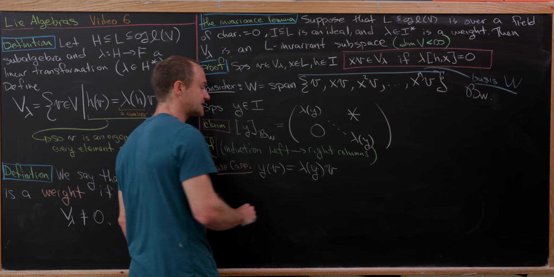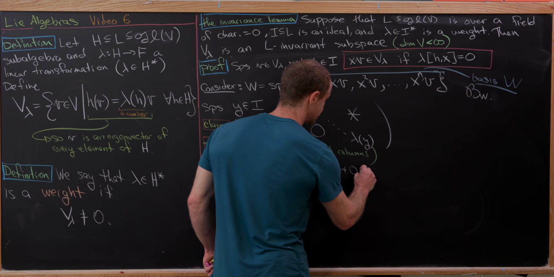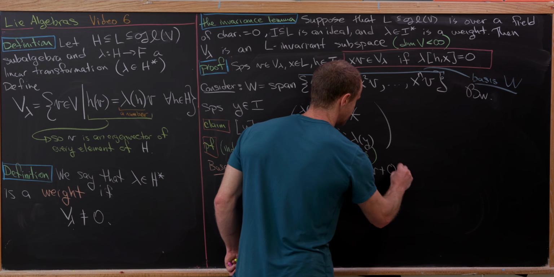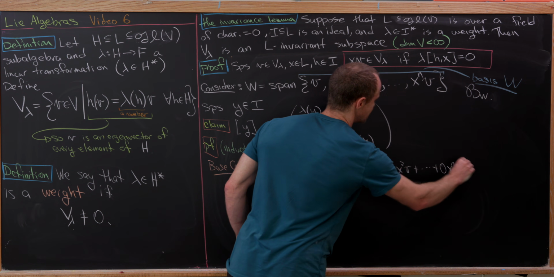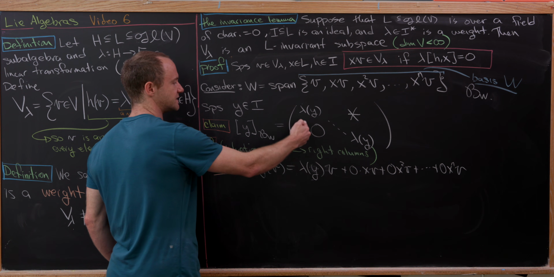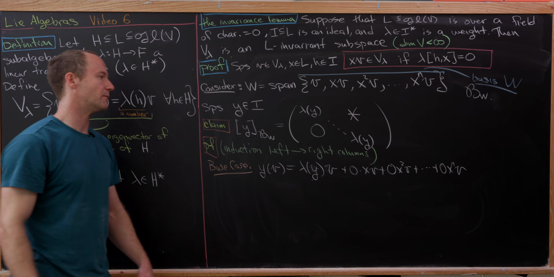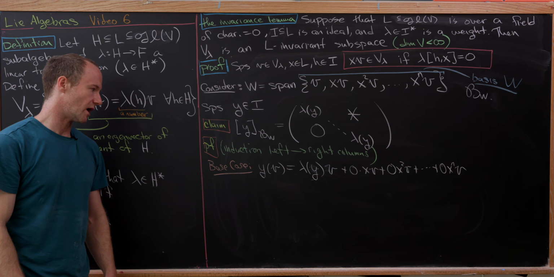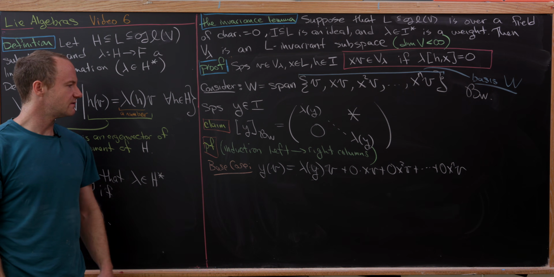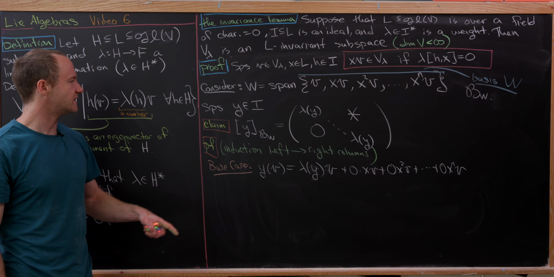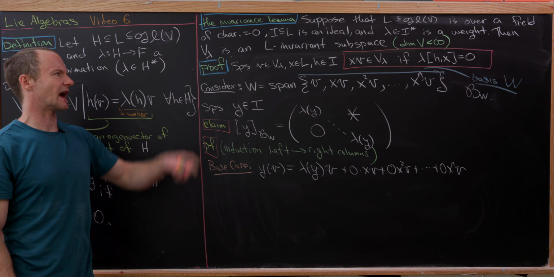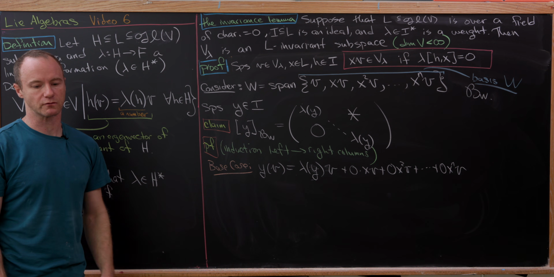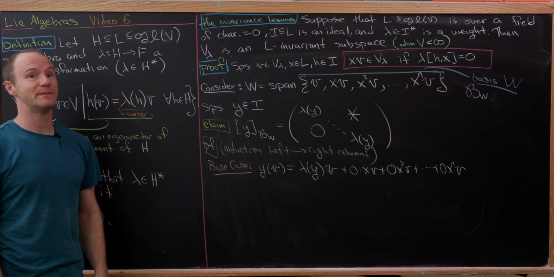But then we can extend that out to plus 0 times xv plus 0 times x squared v plus 0 times x to the nv. And that'll be all of those zeros that are in the column below lambda of y. Okay, so again, that follows because v is in v lambda and y is an element of that ideal, which we're building out of lambda, or lambda is like related to. Okay, so that's the base case done.